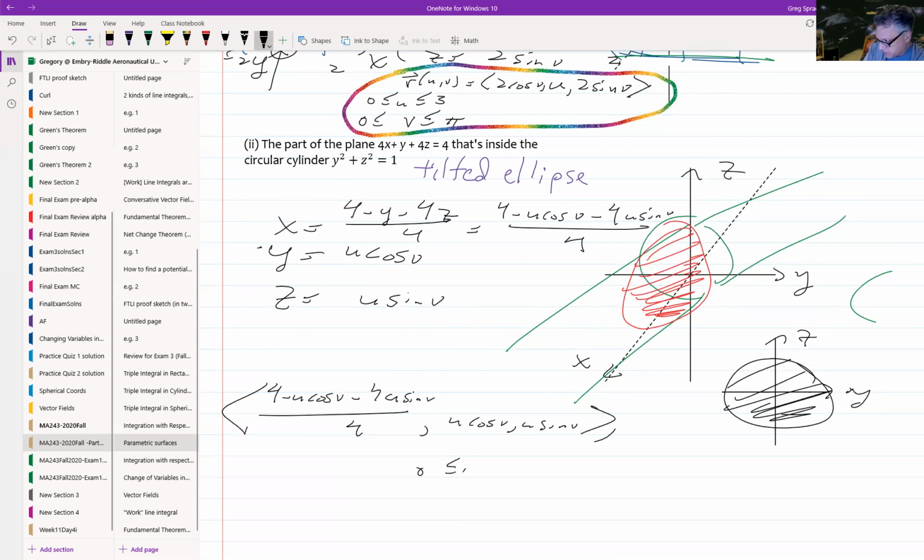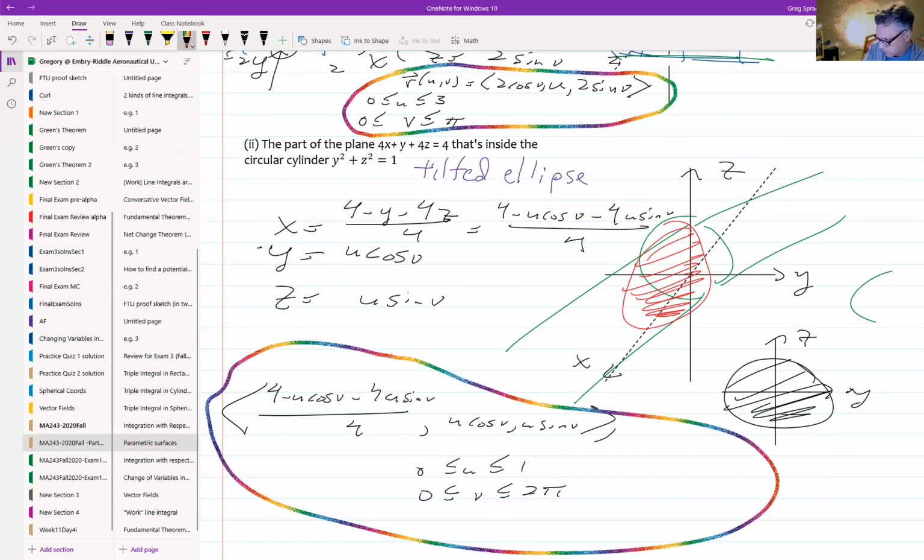U is the radius, which goes from 0 to 1. V is the angle, which goes in a complete circle. So V goes from 0 to 2 pi. Okay.